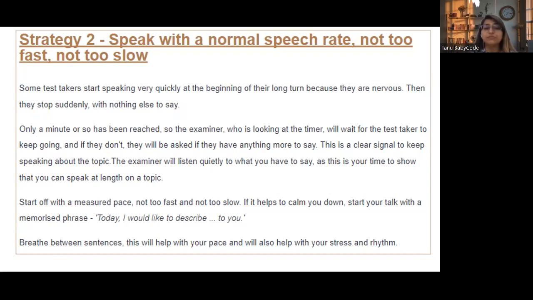So start off with a measured pace. That means you speak neither too fast nor too slow. It helps you to calm down. Start your talk with a phrase also, like today I would like to talk about the thing which is very important to me, my piano, right? Breathe between sentences. This will help you with your pace. Now, when I am speaking, I'm taking a little pause, I'm breathing also, and then I'm stressing my words and my rhythm. You also have to do the same thing.